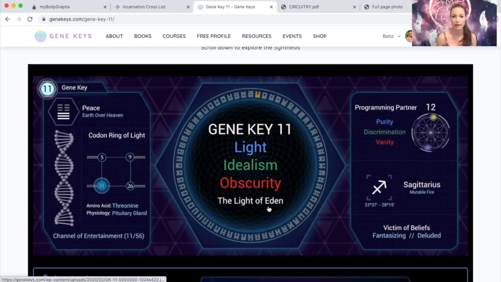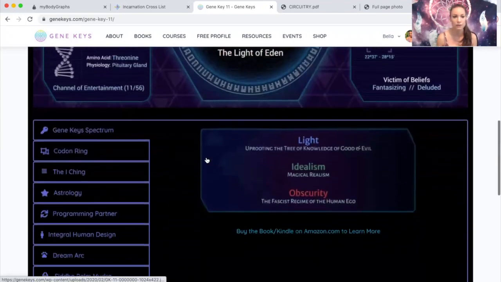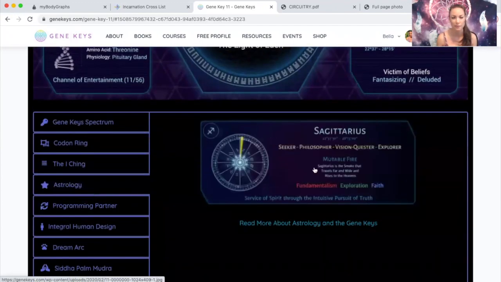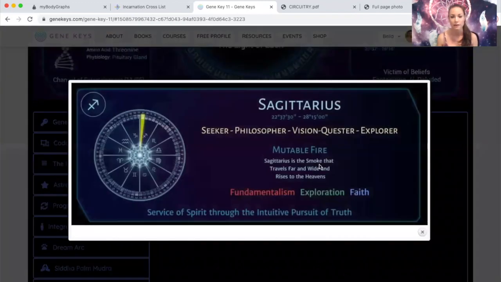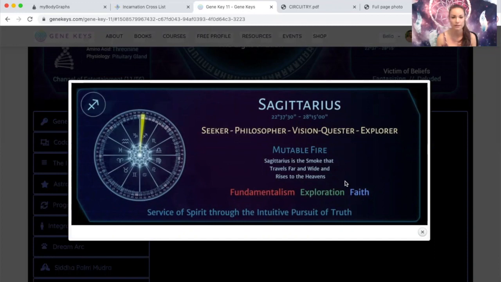Here we have the astrology, still Sagittarius. I basically think this is the last gate. So seeker, philosopher, vision quester, explorer. And even here you see the frequency band, fundamentalism. Yeah, that makes sense for the 11 as well, exploration and faith. And it's service to spirit through the intuitive pursuit of truth.